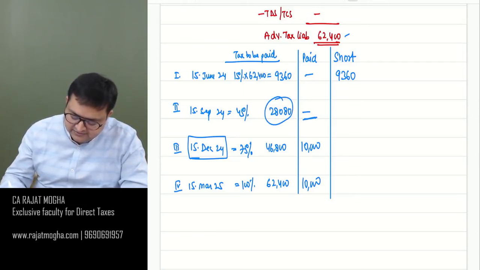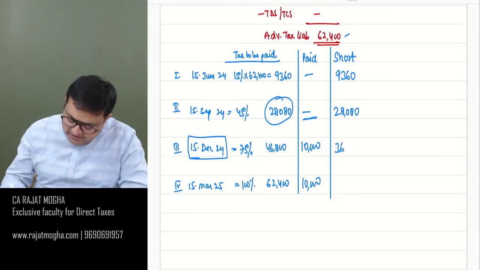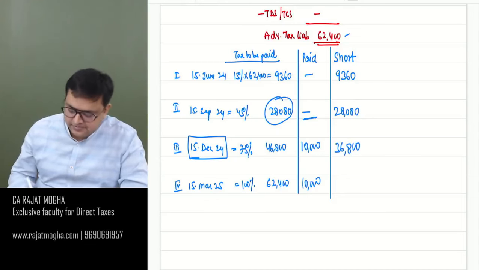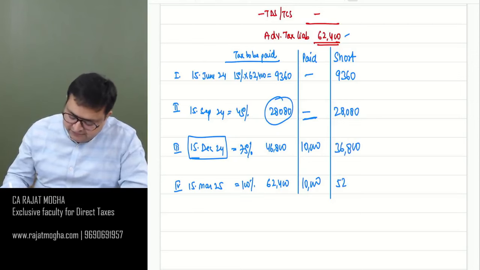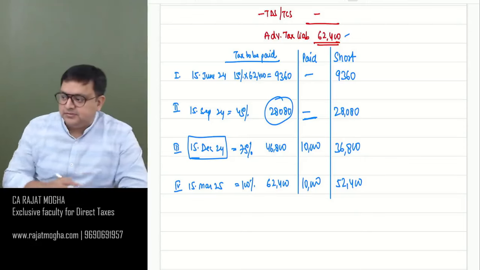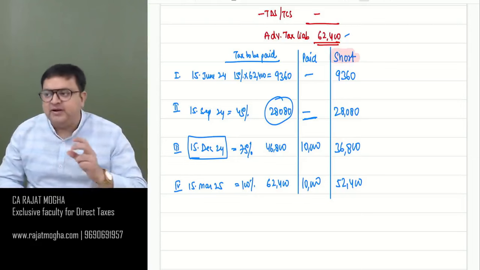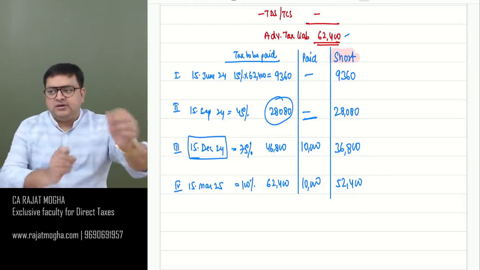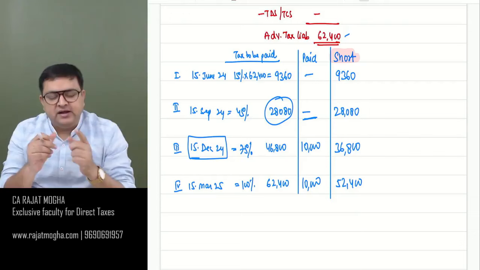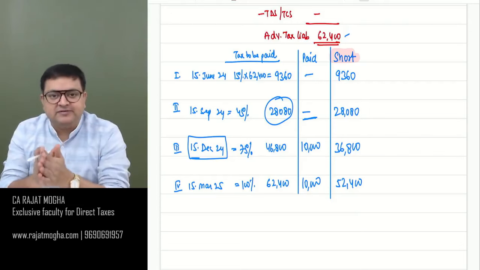28,000 minus this, 28,080. How much is the short amount over here? Do you all agree it is 36,800? And it is 52,400. Good. This is the short amount. Guys, whatever is the short amount, government will charge interest on it. Interest rate is 1% per month.